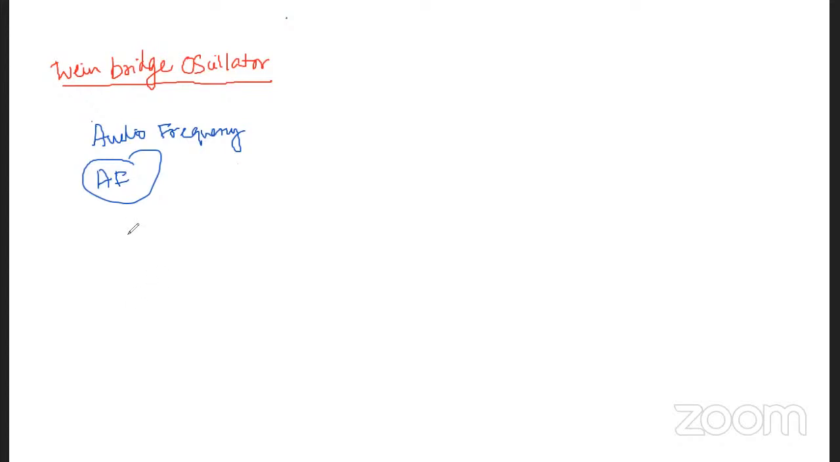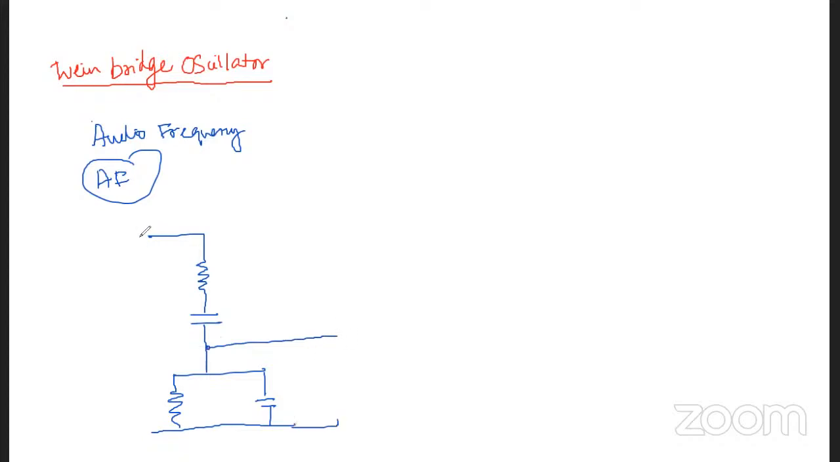Now we'll see the bridge network principle in this case. As we said, it is an RC combination only. Here R and C are connected in series, and as well we will be connecting them in parallel also. This is the circuit diagram of a typical bridge network principle. Here we will be applying the input, and here we have the output.